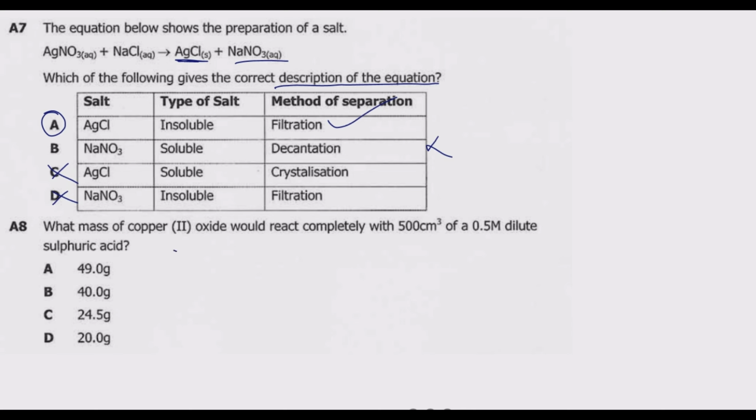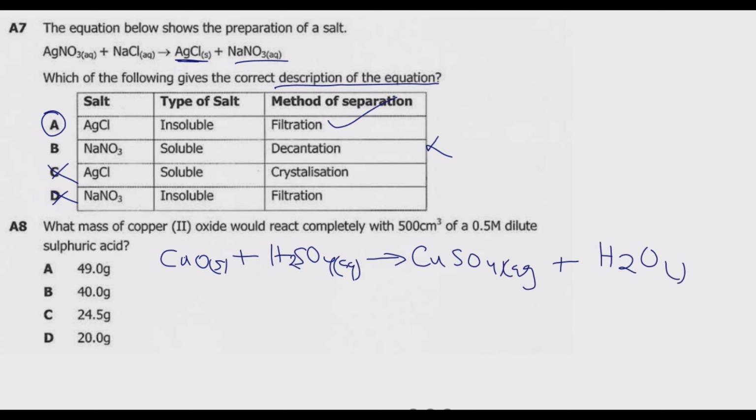So copper oxide, this is copper two oxide, which is a solid. Then we react it basically with sulfuric acid, and this is basically aqueous, which is a solution. Then what is going to happen is we are going to end up with a copper sulfate, which is aqueous, then plus water. That is what is going to happen.